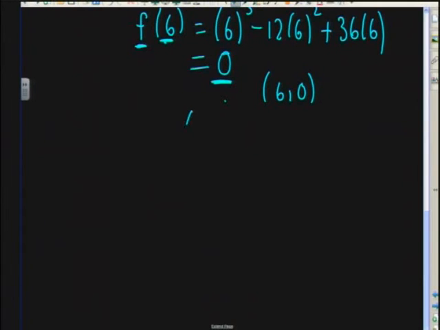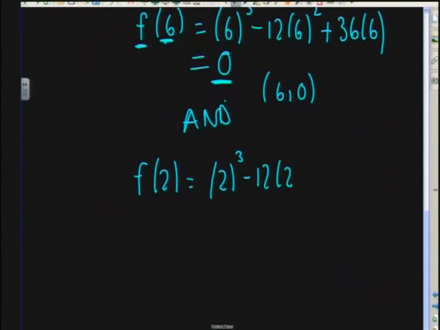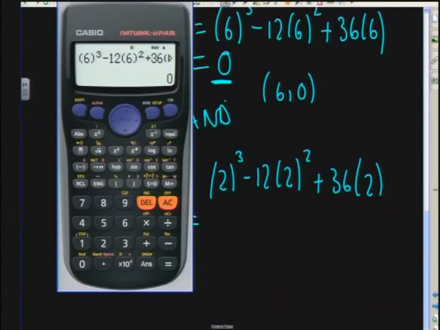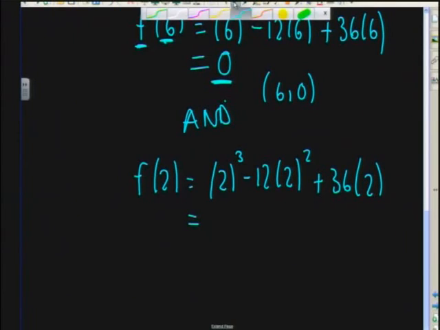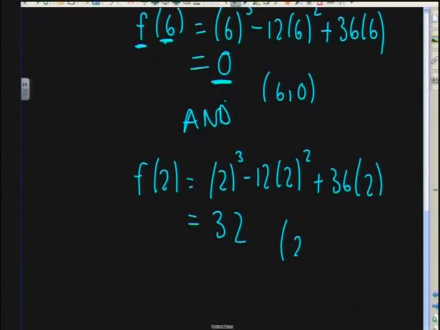Okay, now we need to find the other one. So I do the same thing. I put 2 in place of x, and I'm going to get 2 cubed minus 12 times 2 squared plus 36 times 2. Again, just put it all into your calculator. So you're going to get 2 cubed minus 12 times 2 squared, which is 4, plus 36 times 2. And we get an answer of 32. So therefore, my other stationary point is 2 and 32.